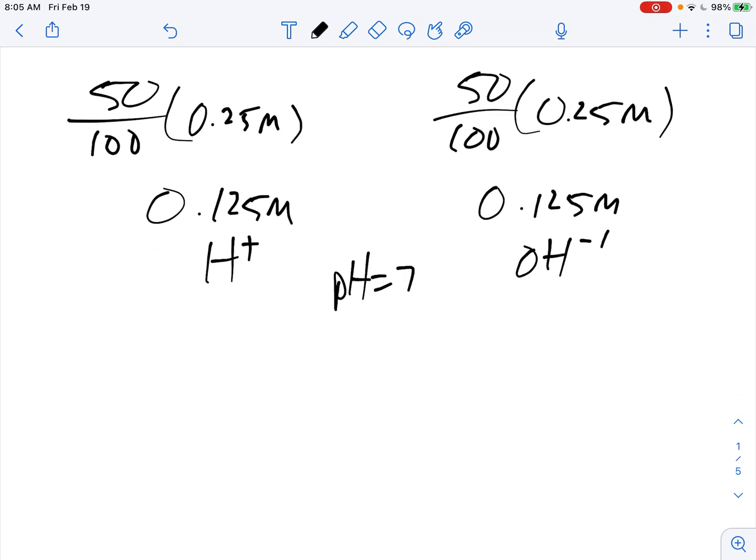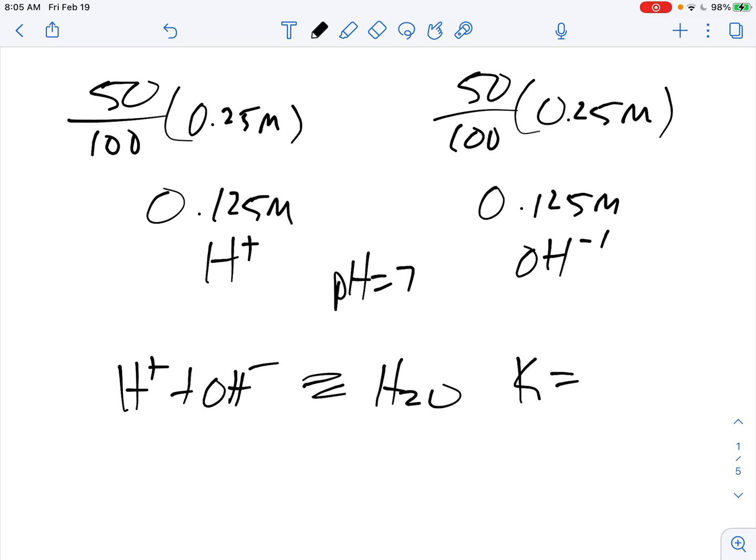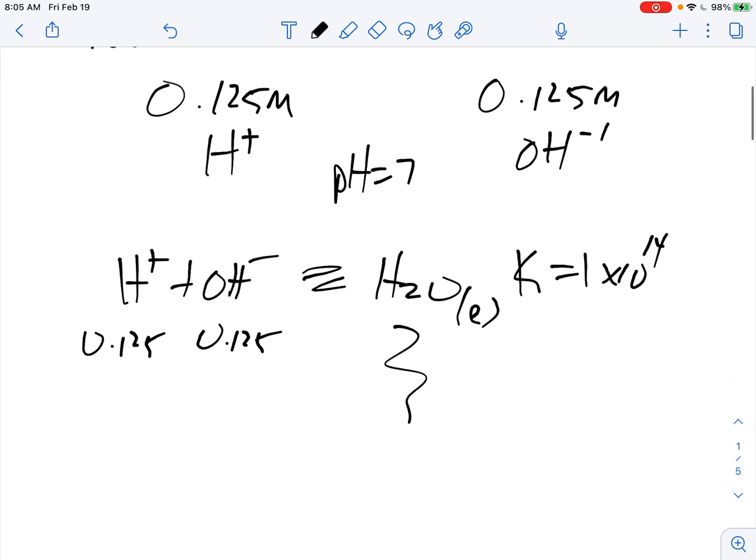However, if we wanted to go the full route with this, we could go H+ plus OH- goes to H2O. The K value for this is 1 times 10 to the 14th. And this is 0.125 and 0.125, and who cares because it's a liquid. And then it's going to go as far over as it can because this is a really big number, right? And so you're basically going to be left with none and none, but we know that's really not true.